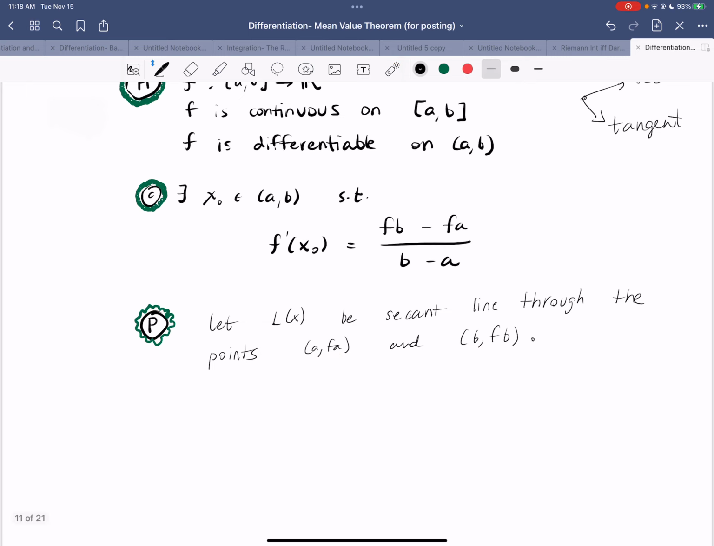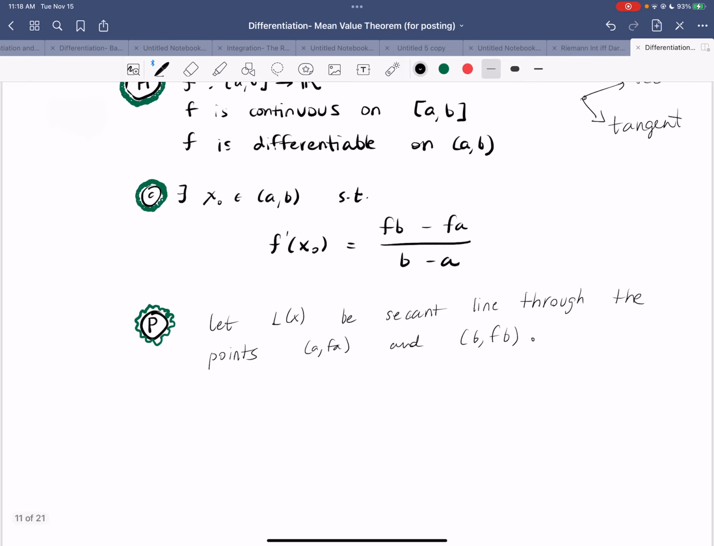Let me actually check to see exactly the wording that Ross uses, because I want to follow the text. Let's see here. Yeah, so Ross has f being defined on the open interval AB, and f prime is equal to 0 for all x in our domain. And then the claim is that f is constant on AB, okay? So for the proof, let's just do a proof by contradiction.